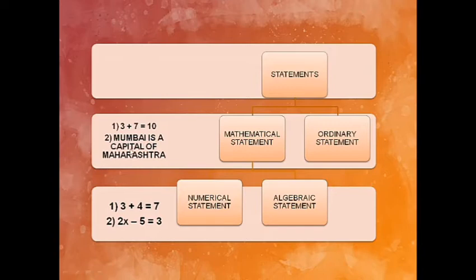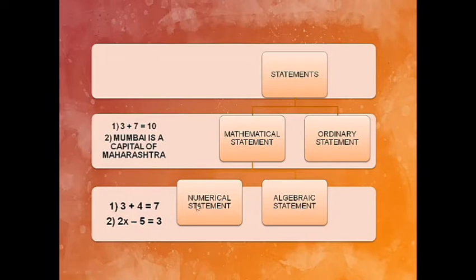If I use any other statement, such as "I live in India", that is also called an ordinary statement. But if I say 2 plus 7 equals 9, then that is not an ordinary statement. That statement is called a mathematical statement. Now again, the mathematical statement is divided into two parts: numerical statement and algebraic statement. The numerical statement is a statement where we use only numbers, but the algebraic statement is a statement where we use variables with numbers.